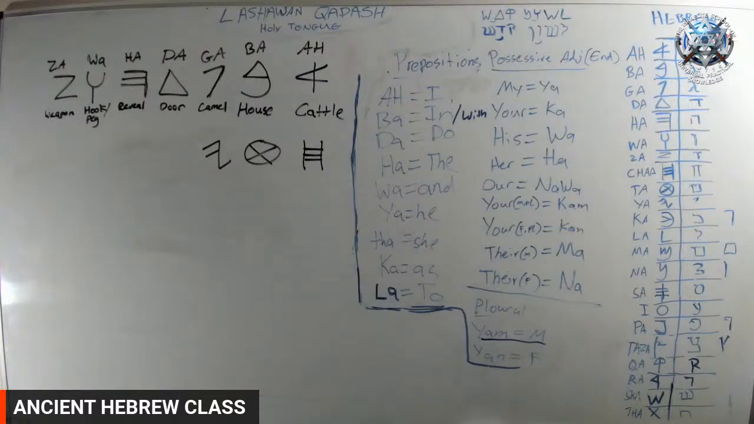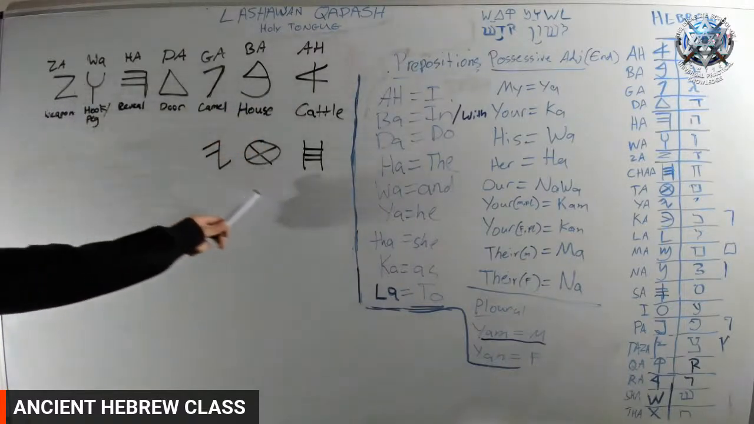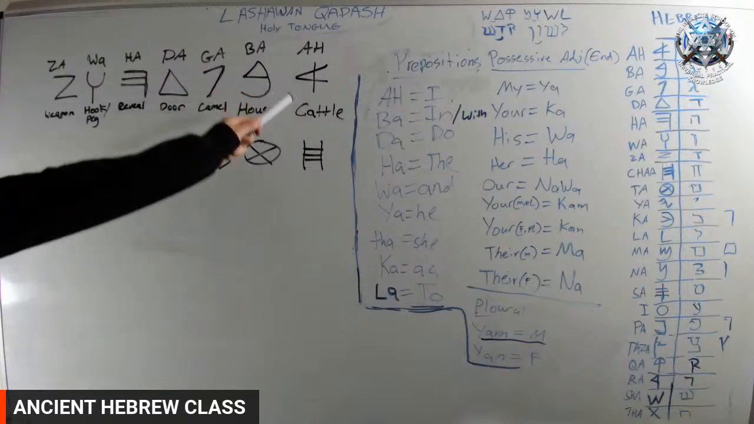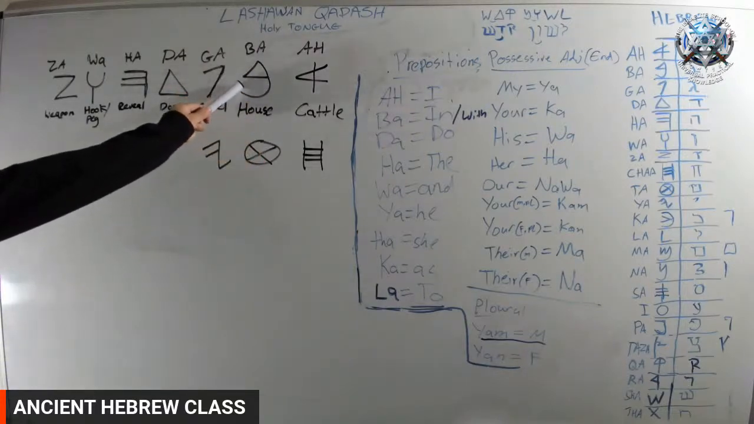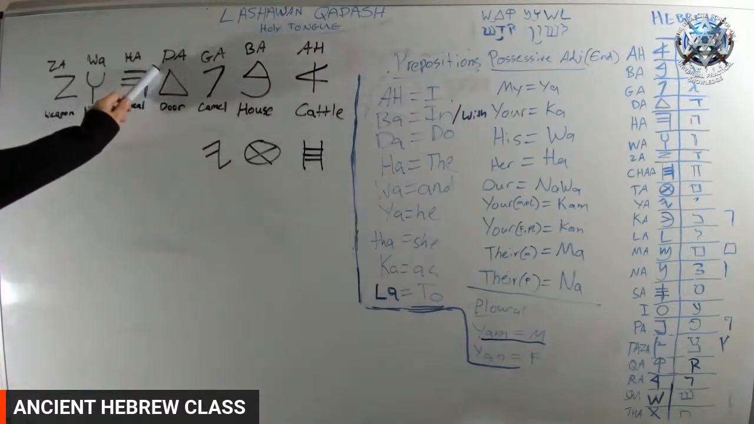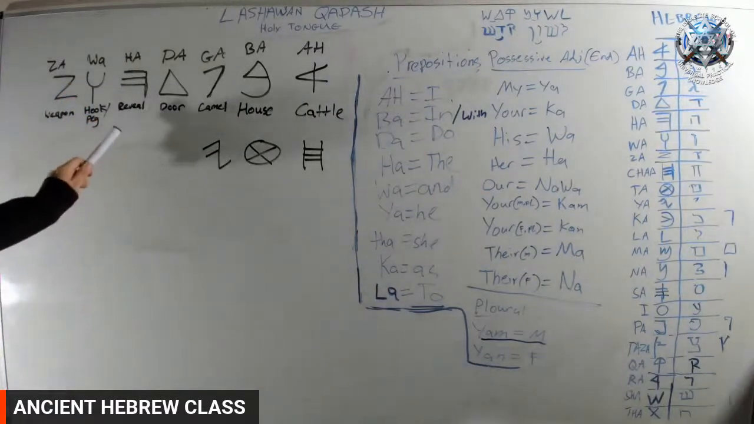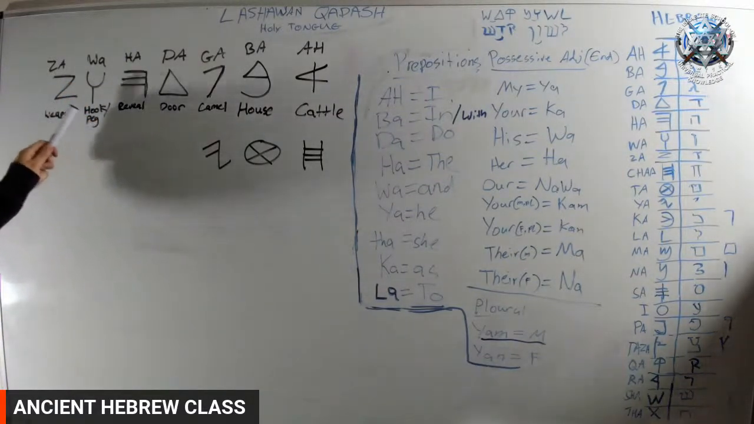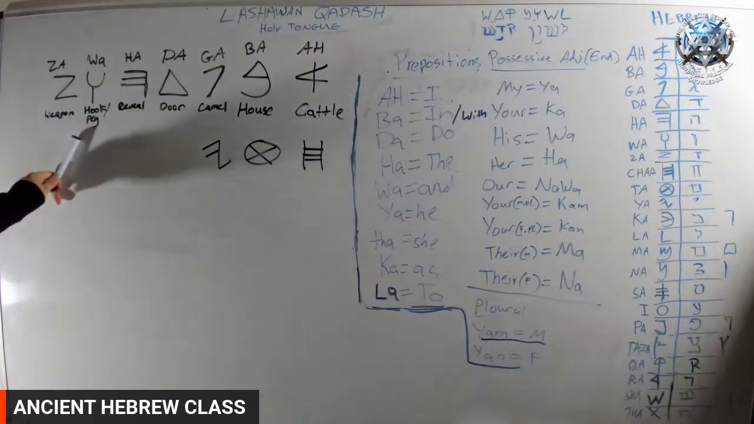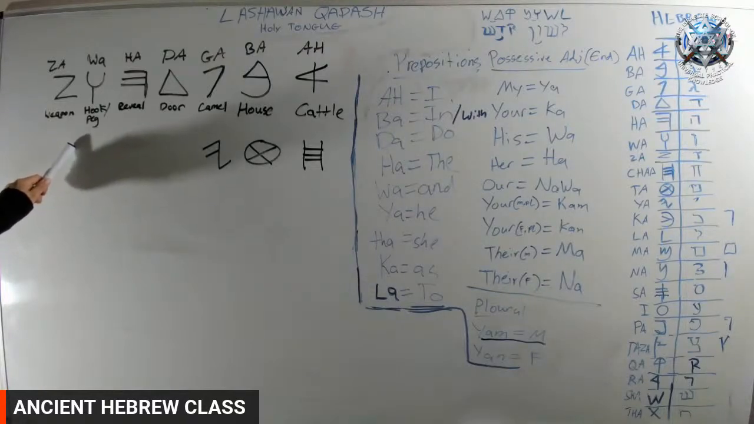What I would like for you to do, if you do click the link, is have a sheet of paper and then just write down the alphabet like how we have it here. You understand? A represents cattle. Ba represents the house. Ga represents the camel. Da represents the door. Ha represents revealing. Wa represents a hook or a peg, or what we know today as a fastener. Za represents a weapon.